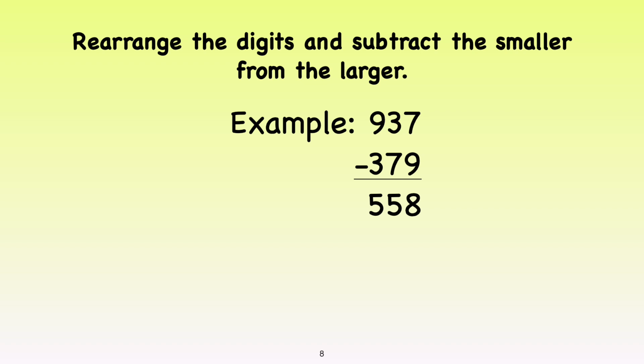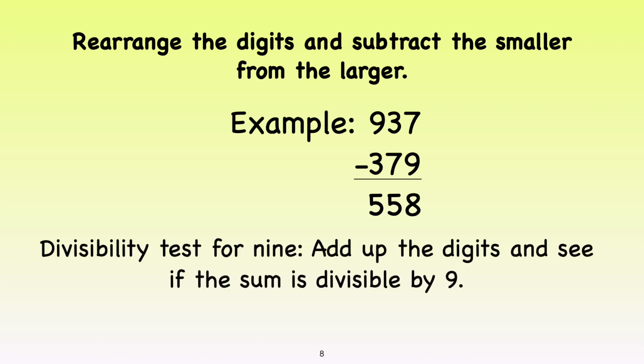Now, multiplying 558 by anything, a factor of that product will necessarily be 9. If 558 is divisible by 9, so is a product of 558. Do you recall the divisibility test for 9? Add up the digits and see if the sum is divisible by 9.